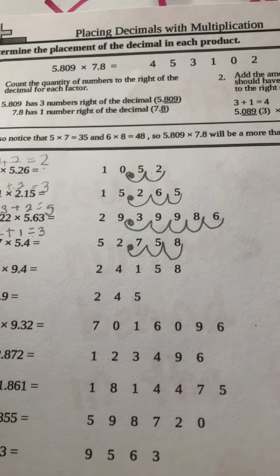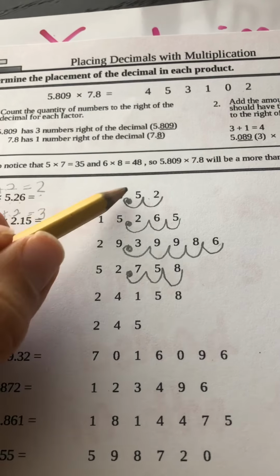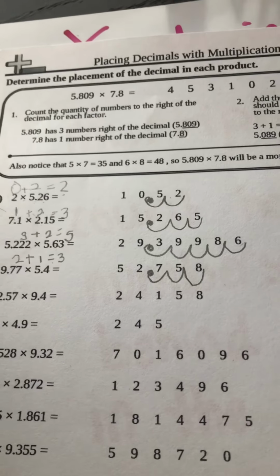Okay. In your Google Classroom, you have an assignment. There's 9 questions. Again, I did the multiplication. I gave you the answer. You're required to add the decimal.